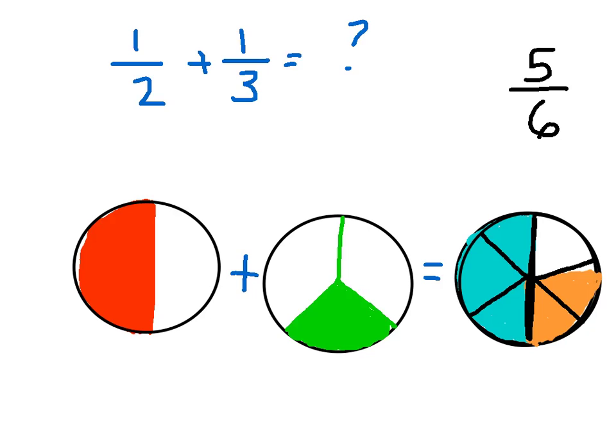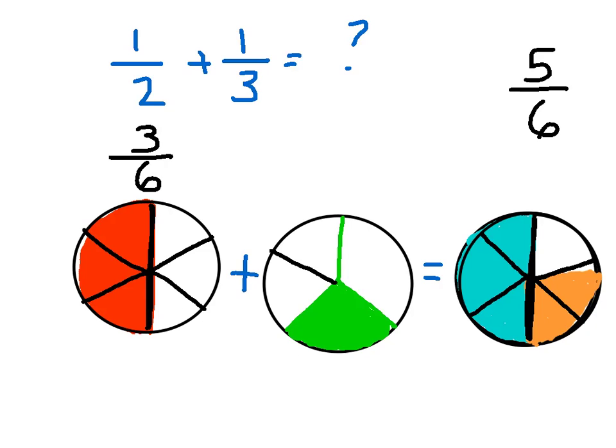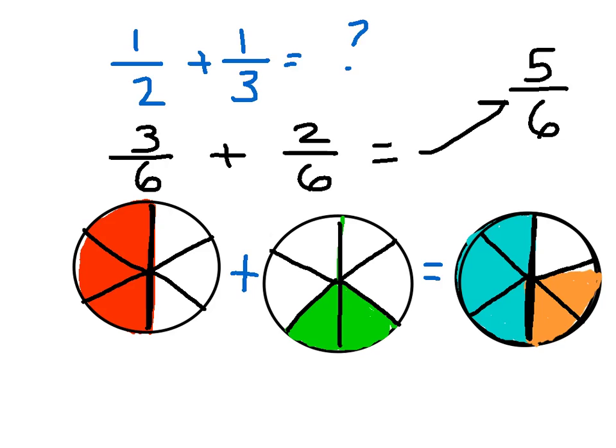But how do I know that? Well, I can take the 1/2, convert it to an equivalent fraction, in this case 3/6. I can take the 1/3, change that into 6 as well, put 6 slices on that. So I'm going to add, in this case, 2/6 to give me my total of 5/6.